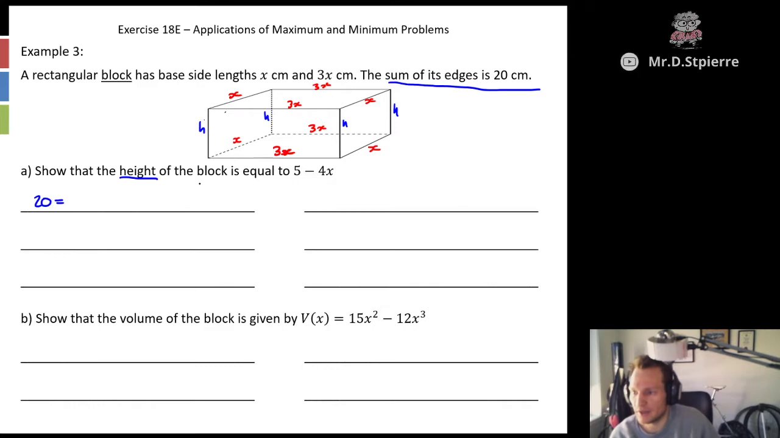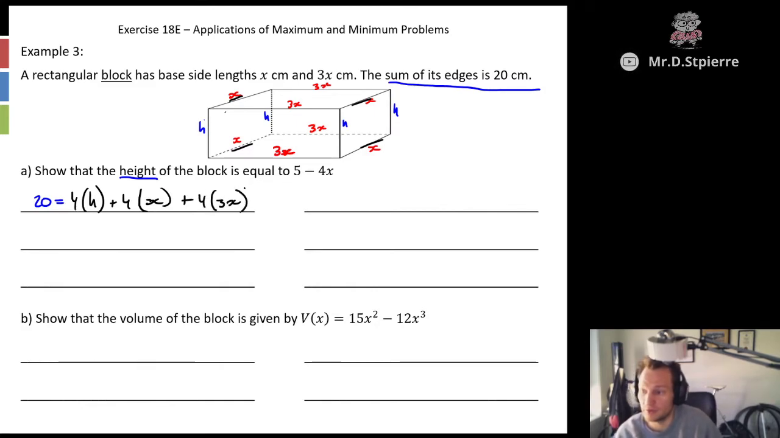So how can we write that? Well, 20 is equal to how many h's do we have? Well, we have 4 sides that have a length h, plus 4 sides that have a length x. So 1, 2, 3, 4. And then we also have 4 sides that have a length 3x.